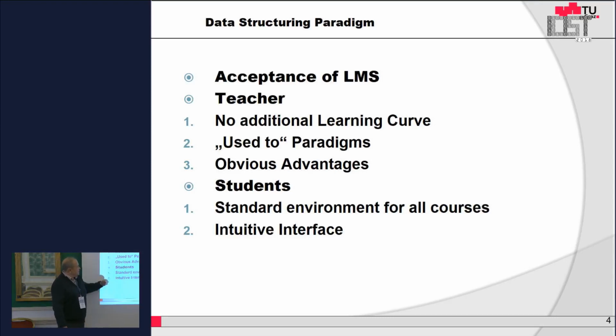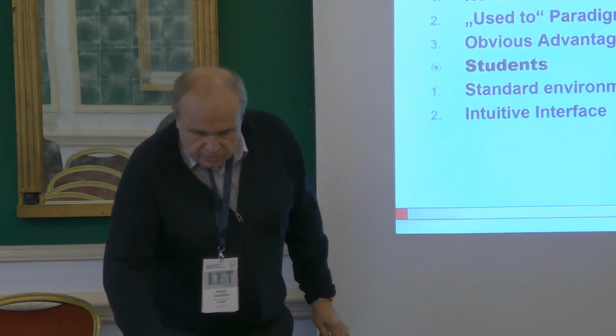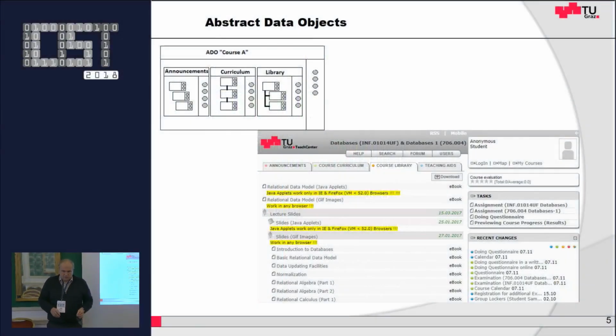For students, acceptance of a learning management system can be seen from two different perspectives. First of all, it must be a standard environment for all courses. It is a really unpleasant thing when we have a number of different learning management systems used for one and the same students, I mean for the same courses, for the same faculty. Then students cannot see the system as standard and have to learn some things for each course. And of course, an intuitive interface must be provided for these systems.